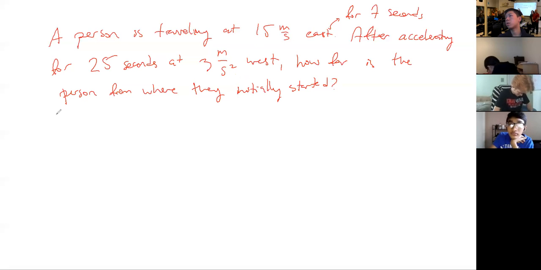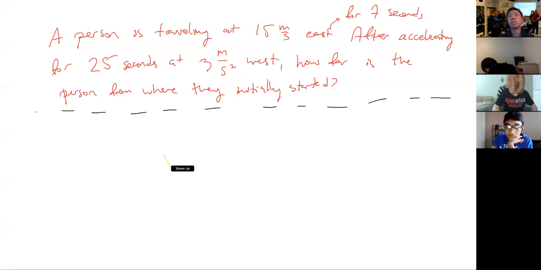So just draw a line here. Okay, so the first part, he's moving at a constant velocity, 15 meters east per second. And then you want to multiply that by 7. So that's how much distance he has moved eastwards. That would give you, I believe, 105. This is positive.